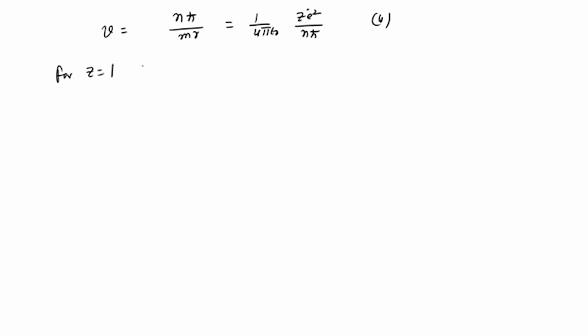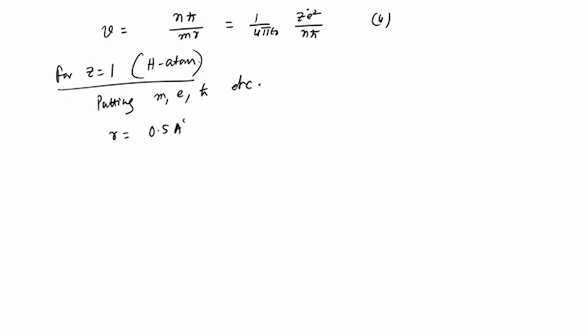So, for Z equal to 1, we talk about H, the hydrogen atom, that is the simplest atom that we have. If you put in all these values, m, e, h, etc., one gets R equal to 0.5 angstrom, and this is really in agreement with the atomic radii, which are of the order of 1 angstrom.